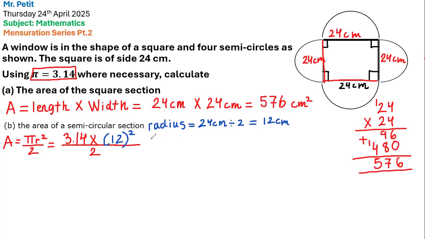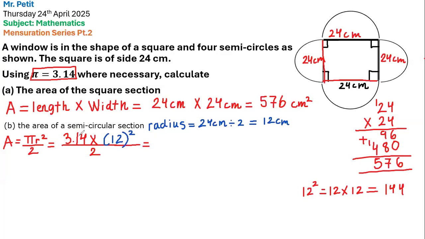Multiply 12 by 12 and then multiply by 3.14. Multiply what? 12 by 12. Very good, so we have 12 squared. I think most of you know what 12 times 12 is. 144. Yeah, that's part of your tables. So 12 squared is 144. Very good, Mr. Petit.